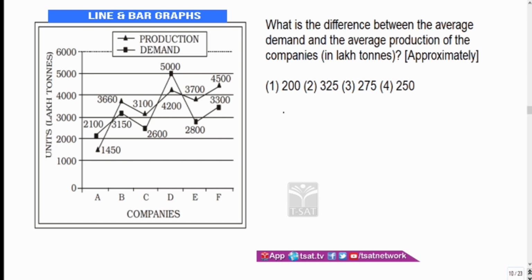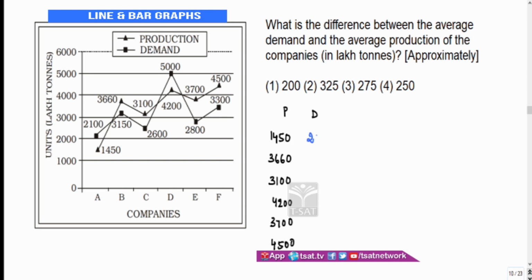First, write down what the production is and what the demand is. Production of A, look at the triangular symbols first. It is 1450. Then 3660. Then 3100. Then after the triangular symbol 4200. 3700. 4500. Then after that write down the production also. So I have written production, now write down demand.